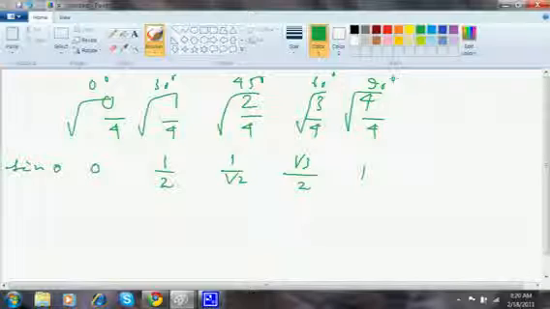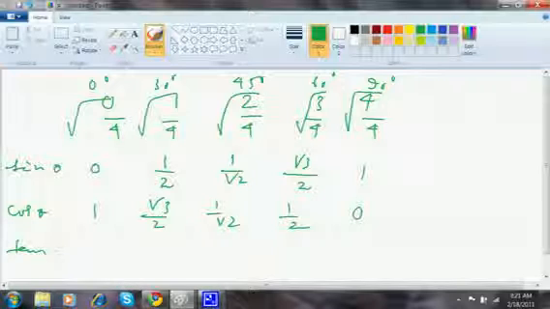This is the technique that most students and teachers are not aware of. For that reason, many students tend to merely mug up, and in the final exam they write wrongly. Sine 30 they write as root 3 by 2. But if you remember this technique, this is done with you forever. For cos theta, just write in the reverse order. This is 1, root 3 by 2, 1 by root 2 and 0. Writing in the reverse order.